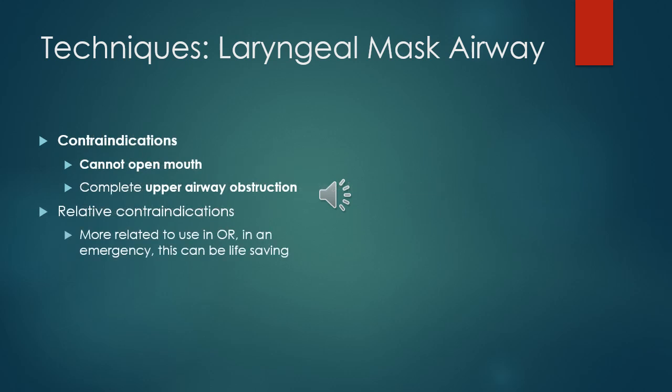The only real contraindications to LMA placement are that you're unable to place it, and if there's a complete airway obstruction, especially in the trachea, it's going to be of no use. Relative contraindications have more to do with within the operating room. In an emergency, and certainly outside of the operating room, this is a life-saving intervention.